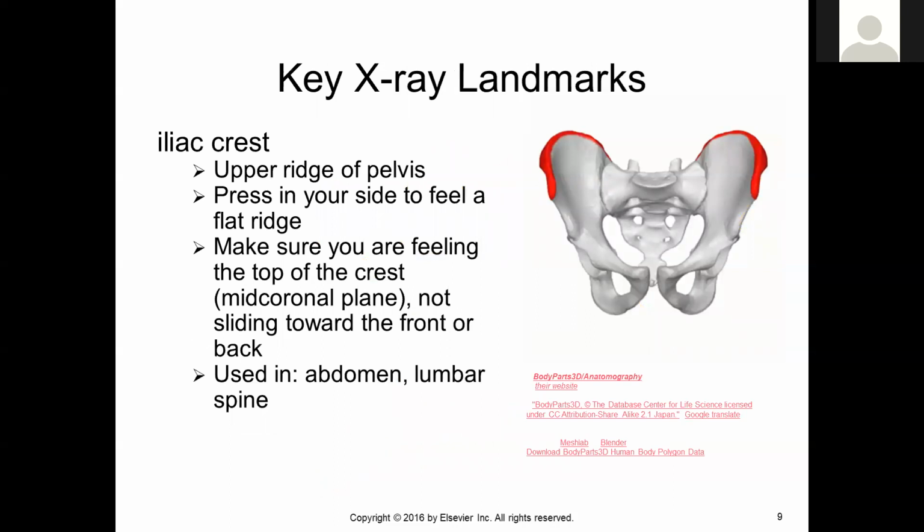Key x-ray landmarks. This is copied from the body planes PowerPoint. For an abdomen, there are several bony landmarks that we need to feel to make sure we are centered properly. Primarily, for KUB, it's the iliac crest. So this is the uppermost ridge of the pelvis. If you press in on your side, you will feel a flat ridge.